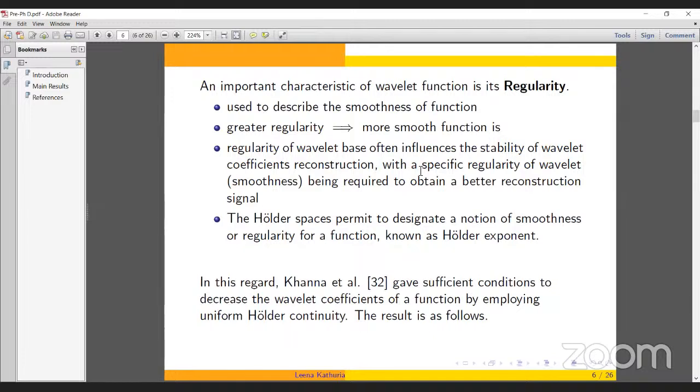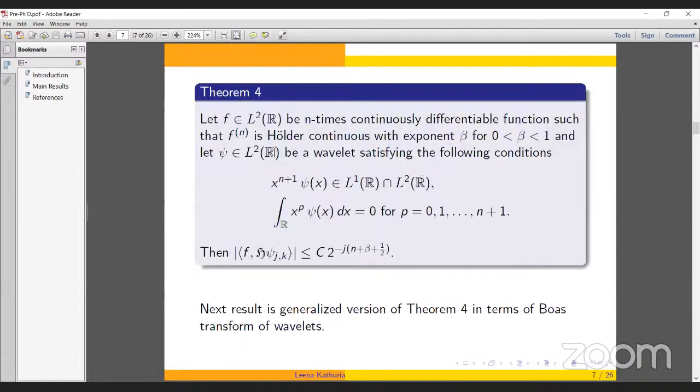Further, the Holder spaces also permit us to designate a notion of smoothness or regularity of a function, known as Holder exponents. So, using all these properties, Khanna et al. give sufficient conditions to bound the decay of wavelet coefficients by employing uniform Holder continuity. The result is given in the form of Theorem 4, which states that if f is a square integrable function which is n times continuously differentiable such that its nth derivative is Holder continuous with exponent beta lying between 0 and 1, and xi is a wavelet which satisfies these two conditions.